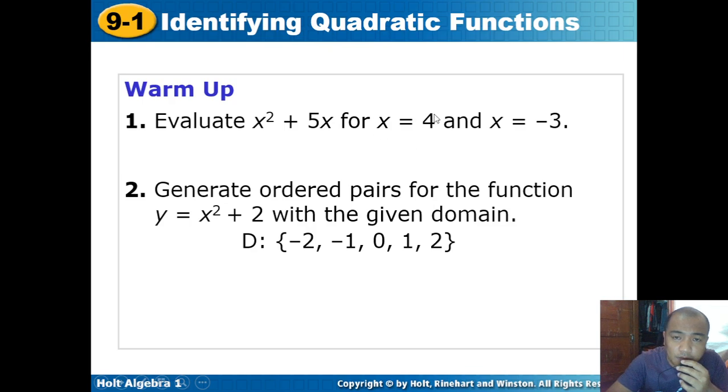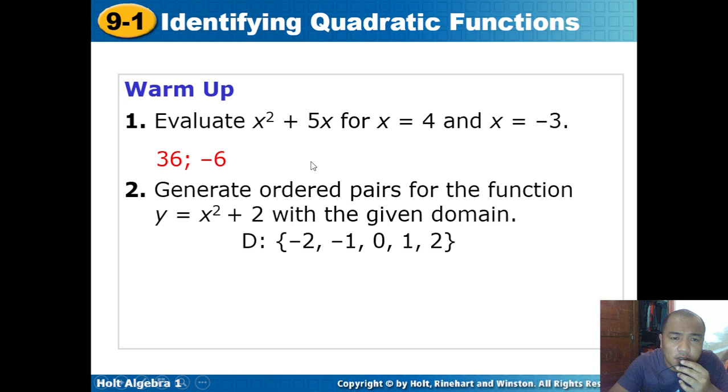So first, we substitute the value of x, which is equal to 4, to x squared plus 5x, and also negative 3 to x squared plus 5x, and then what will be our answer if x equals 4. X equals 4, we have 16 plus 20, which is 36, and negative 3 squared, 9 minus 15 is negative 6.